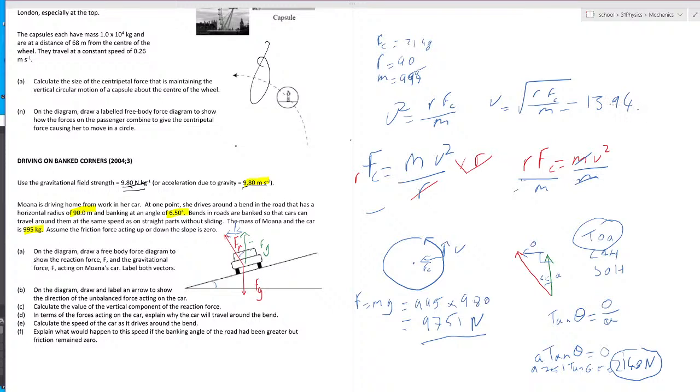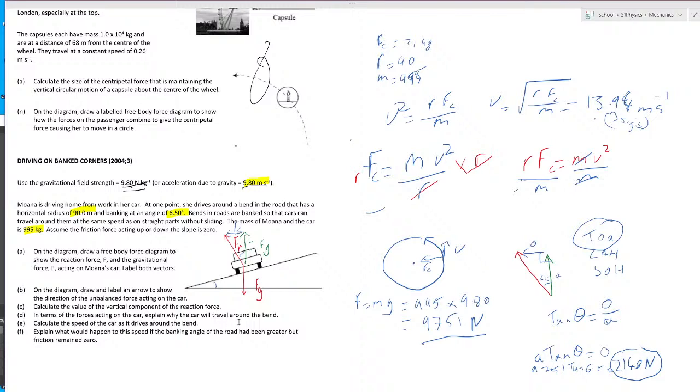13.94 meters per second. I'm just going to look at my significant figures. 3, 3, 3. So it should really just be 13.9 meters per second, three sig figs. Boom. Okay, so we've done that.